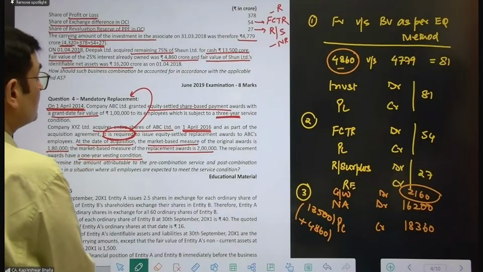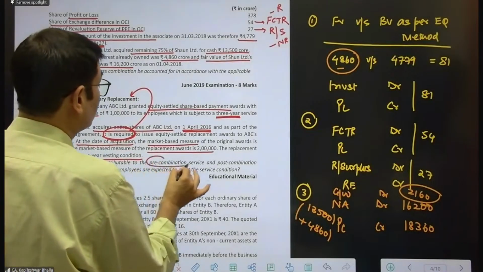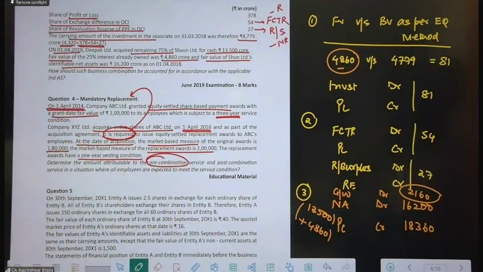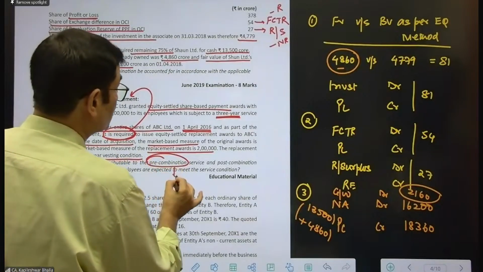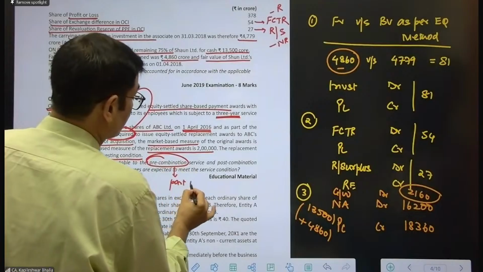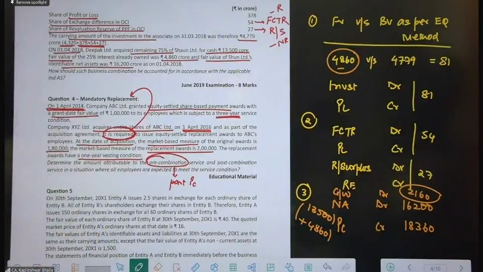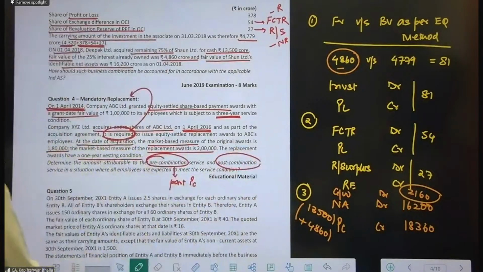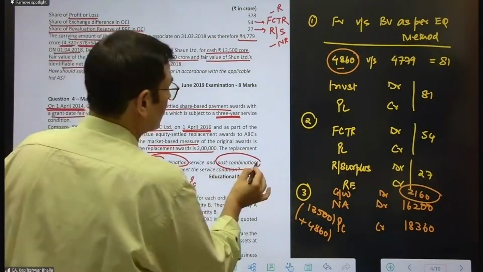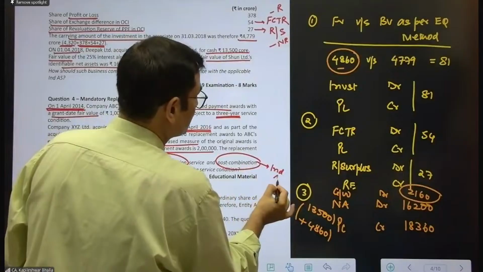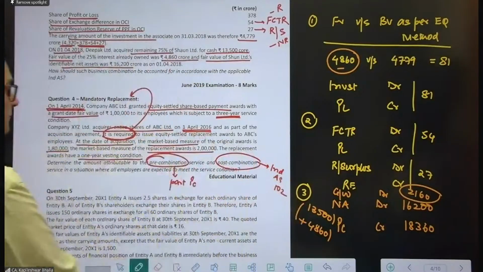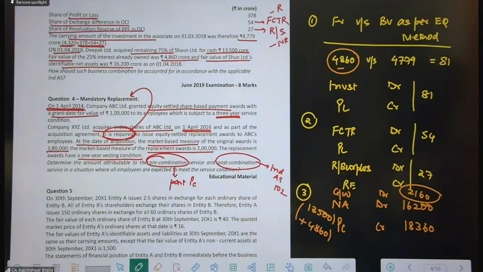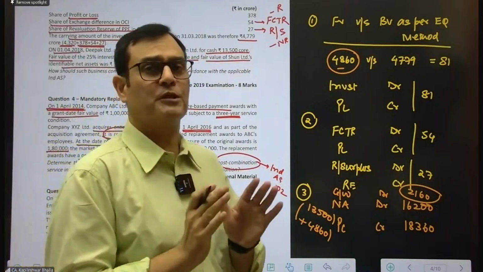So determine the amount attributable to the pre-combination service. Pre-combination service means what is a part of the purchase consideration, because what is pre-business combination is a part of the PC. And then it says the portion relating to post-business combination would be accounted as per Ind AS 102, that is share-based payments, where all employees are expected to meet the service conditions. So let's identify the portion which is pre and the portion which is post.